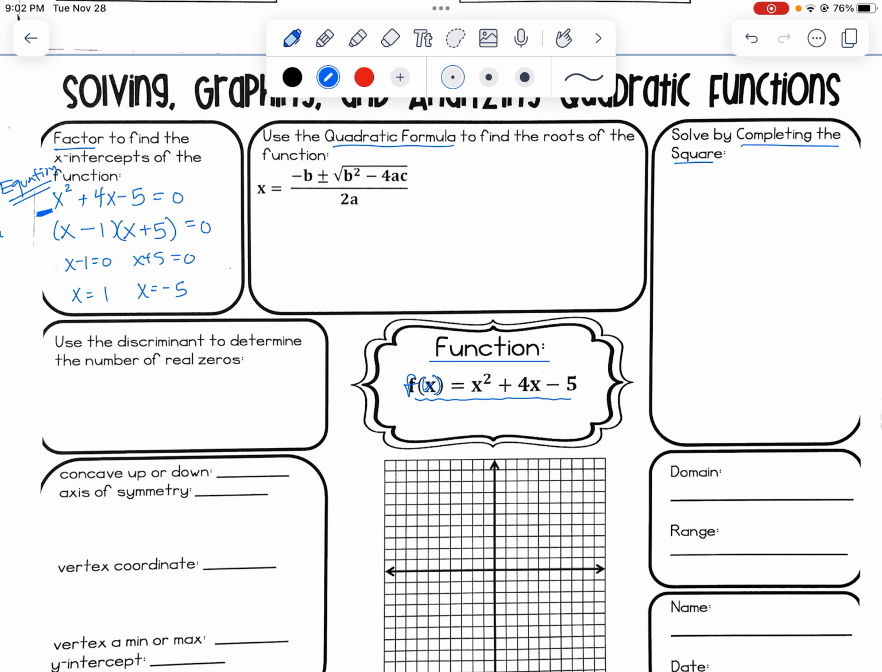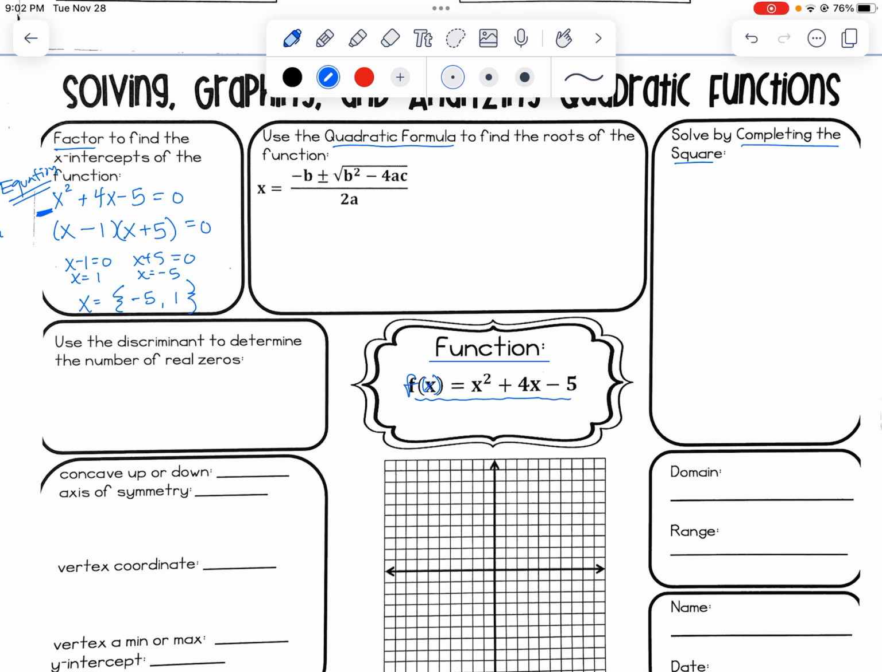The way that I'm going to write this: if x equals 1 and x equals negative 5, I'm going to write x equals, and my answer is going to be in set builder notation from least to greatest.